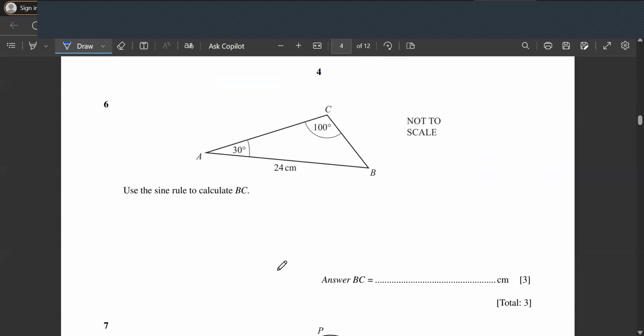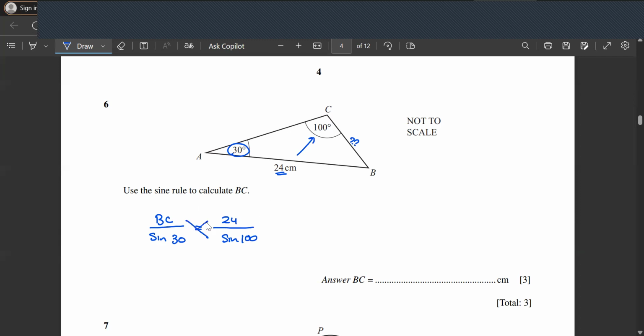You see, very easy question with 3 marks. Okay, what is the sine rule? He wants to calculate BC, this one. So I will start with BC. BC over sine the angle in front of it, which is 30, equal the other side, which is 24, over sine the angle in front of it, sine 100. Okay, don't write direct 30 and 100. Don't forget to write sine.